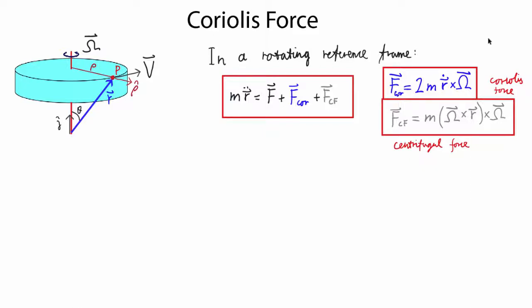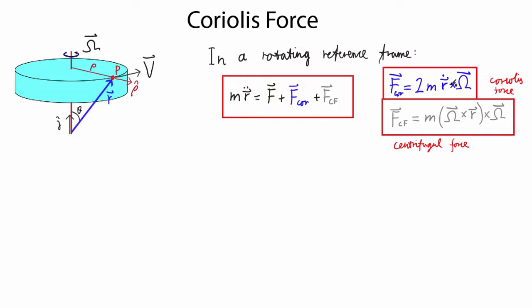The time has now come to discuss the Coriolis force, which is the second of the two fictitious forces that we have to deal with in rotational reference frames. In the last video we talked about the centrifugal force, which in spite of its complicated appearance is really just minus the centripetal force. The Coriolis force, however, is a little bit more complicated.